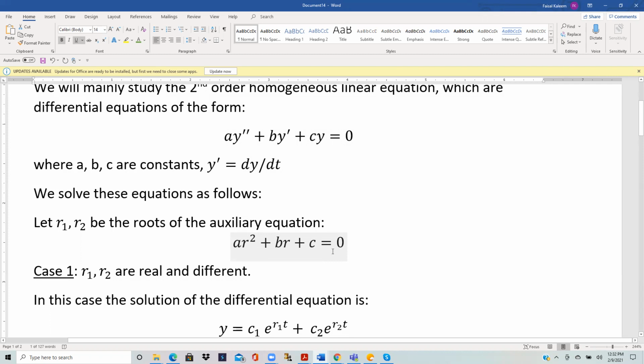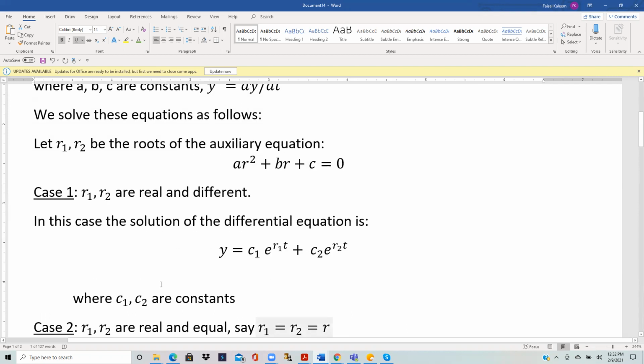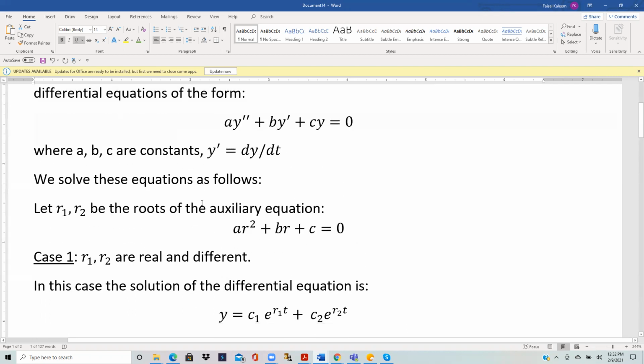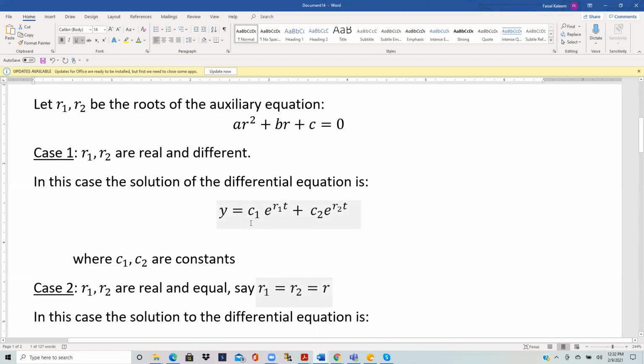And then we could have three cases. The roots could be real and different. So in this case, the solution of the original differential equation is y is equal to c1 e power r1 t plus c2 e power r2 t, where r1 and r2 are the two roots, and c1 and c2 are constants.